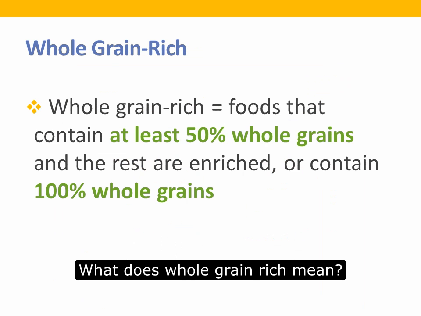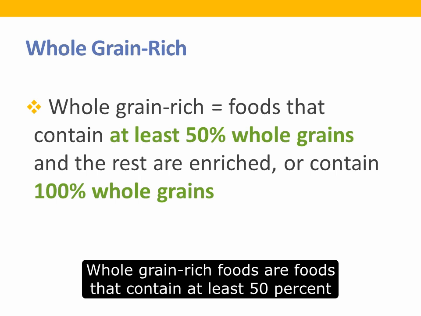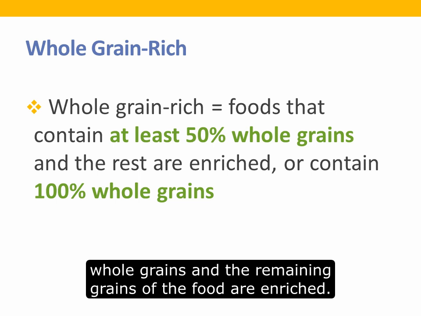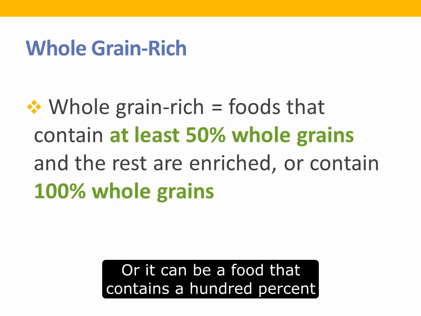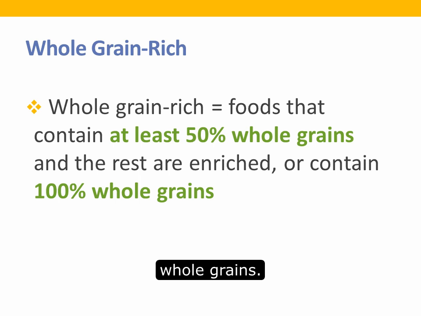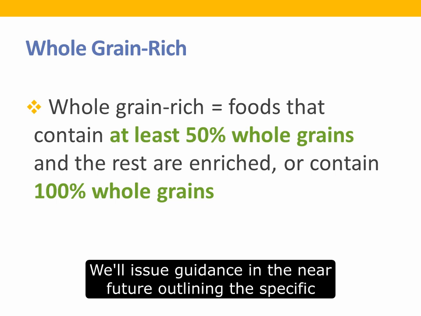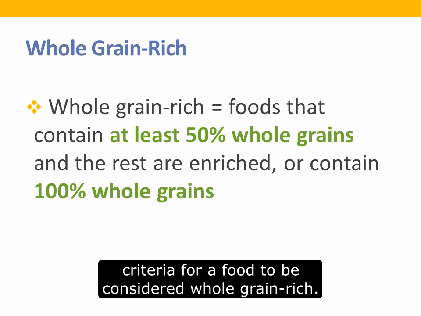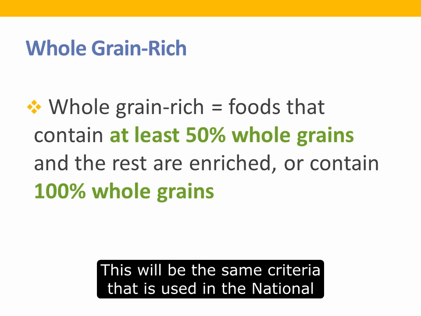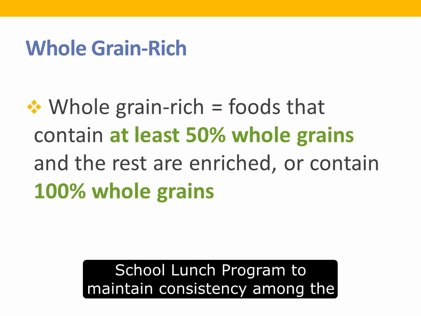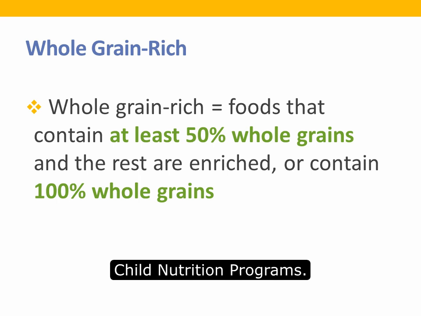What does whole grain rich mean? Whole grain rich foods are foods that contain at least 50% whole grains and the remaining grains in the food are enriched. Or it can be a food that contains 100% whole grains. We will issue guidance in the near future outlining the specific criteria for a food to be considered whole grain rich. This will be the same criteria that is used in the National School Lunch Program to maintain consistency among the child nutrition programs.